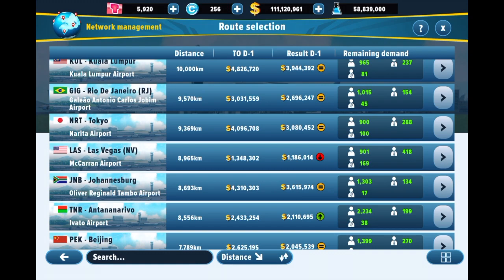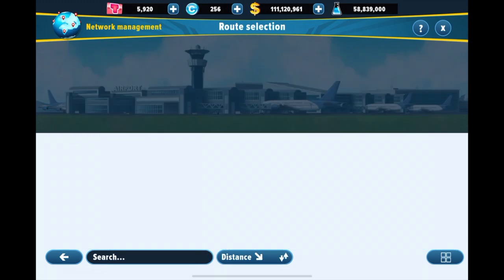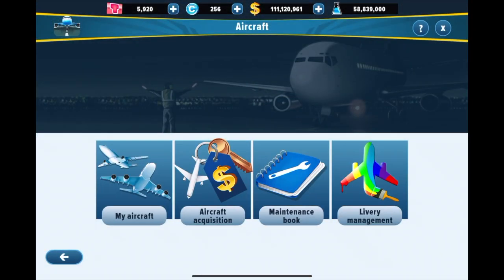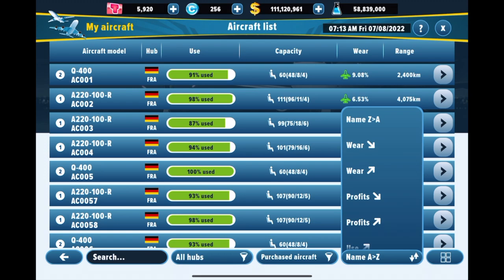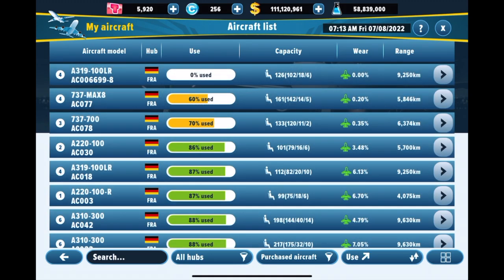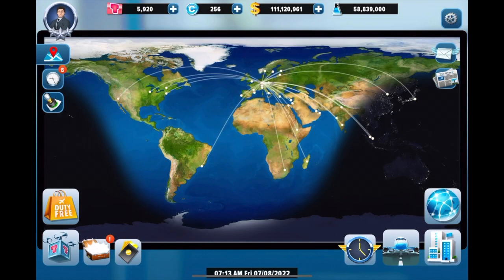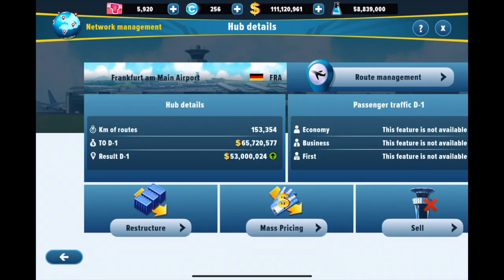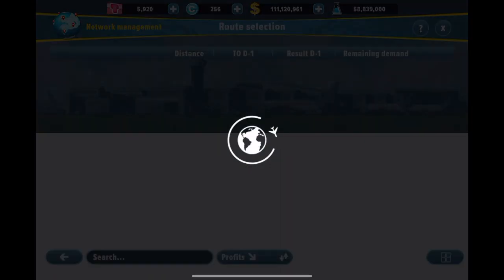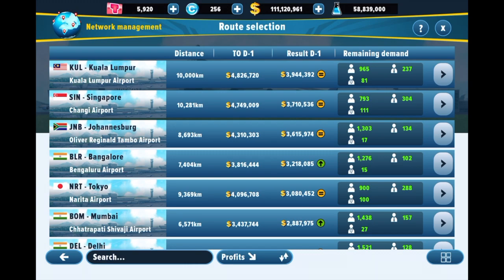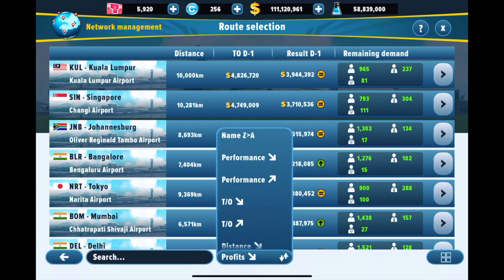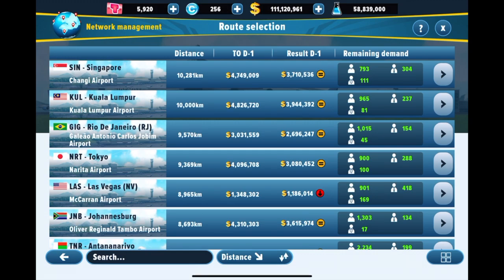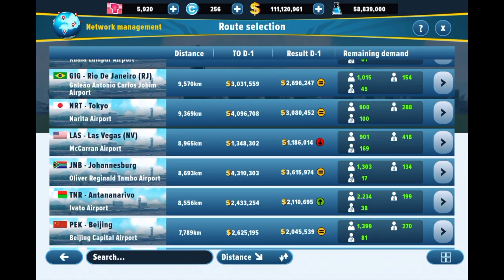So let's go back to the aircraft which was just delivered and schedule it for Rio. I think Rio is still out of bounds for us. Let's choose the next best route. The current aircraft has a range of 9250, and Rio is 9570. So that also checks out, the Tokyo.